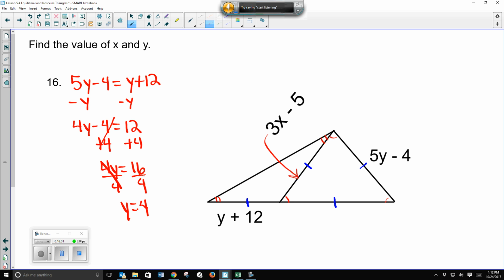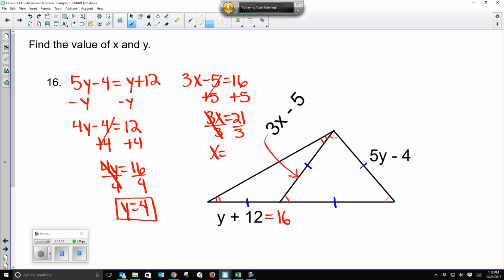Okay. We have to now find x. So you don't always have to find them in order. So if we know that y is 4, what is y plus 12? 16. So that means all four of these sides are 16 units long. So then 3x minus 5 is equal to 16. Add 5, divide by 3. x is equal to 7.